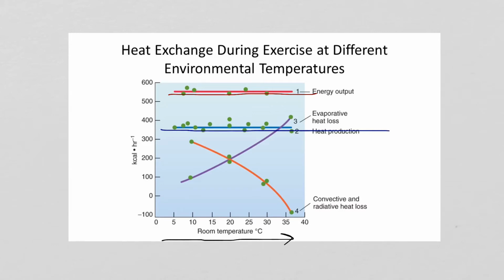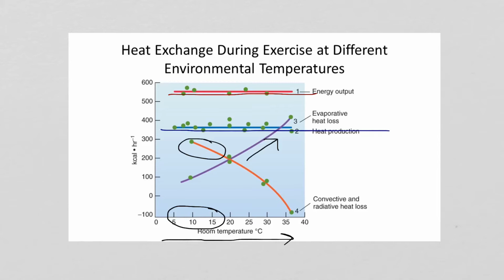The main take-home point from this figure is that note how the heat loss mechanisms change as the room temperature increases. So first off, at very low temperatures, say down from 5 to 15 degrees Celsius, convective and radiative heat losses are the most important. Why? Because there's a large gradient between body temperature and atmospheric temperature, and we can easily lose heat that way through any of the air currents that might be going over our skin. However, as we reach above 20 degrees Celsius, note that evaporative heat loss is now becoming progressively more important.